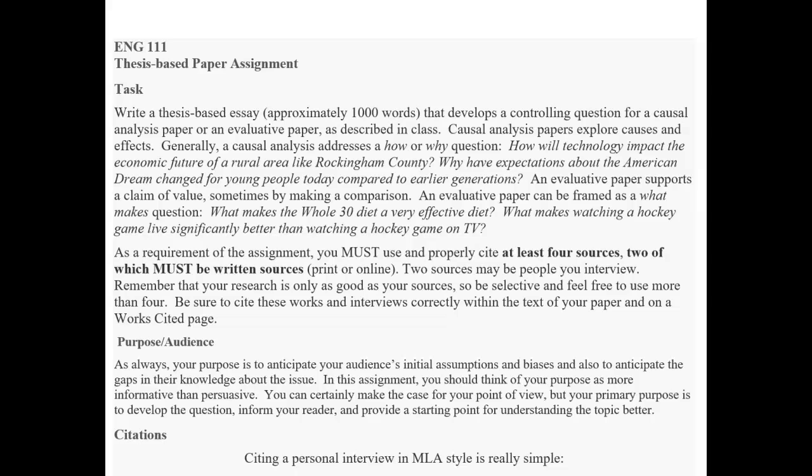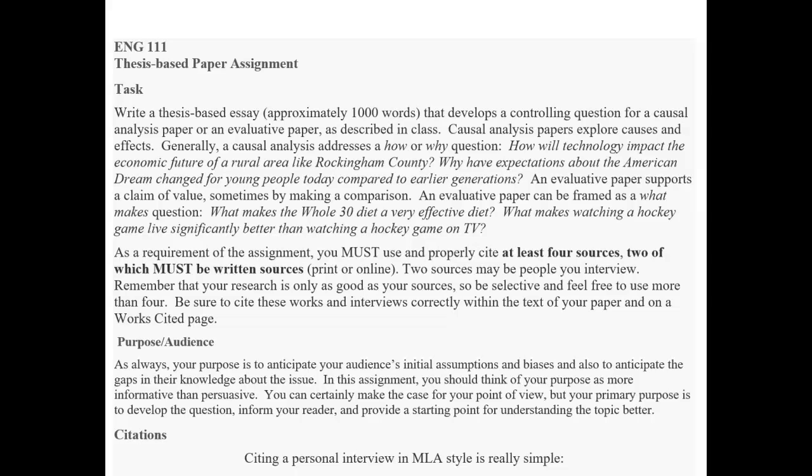So here are some requirements for the assignment. You must use and properly cite at least 4 sources, 2 of which must be written sources, print or online. Now, 2 of the sources may be people you interview. If you don't choose to interview people, that's not a requirement.